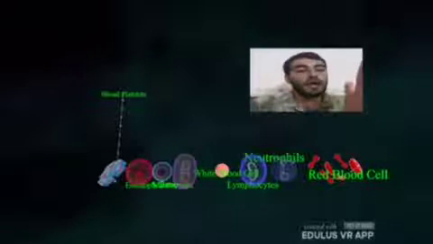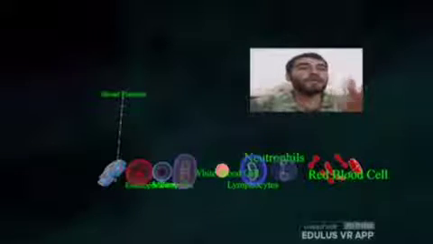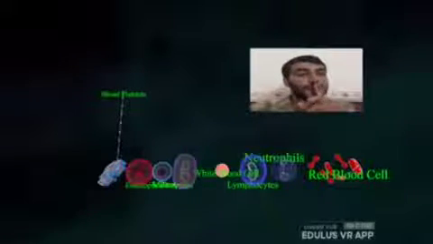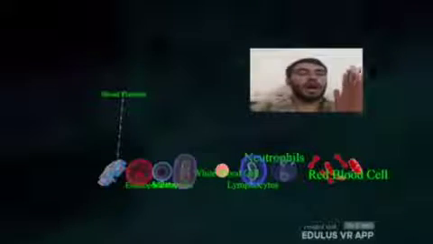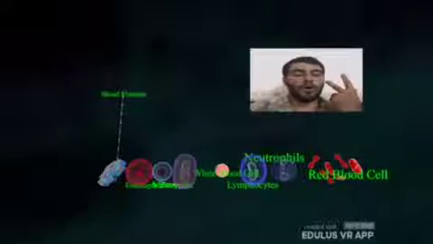Okay, the red blood cell. There are many medical conditions associated with the red blood cell. At first, and the more dangerous, is thalassemia. There are two types of thalassemia, the beta and the alpha.